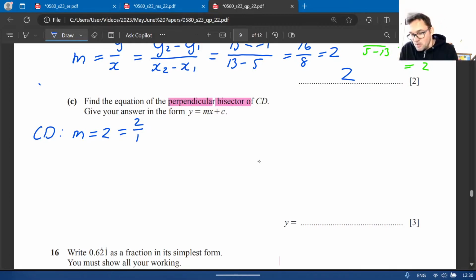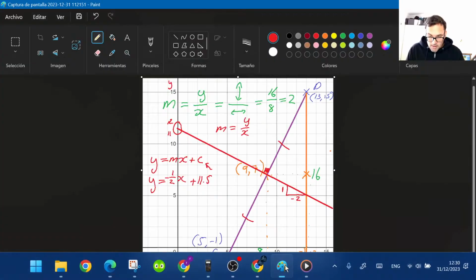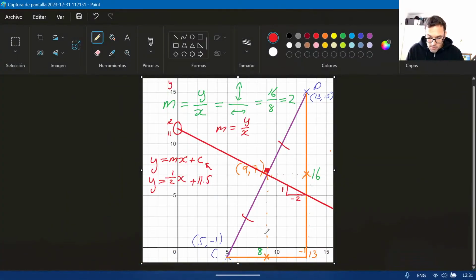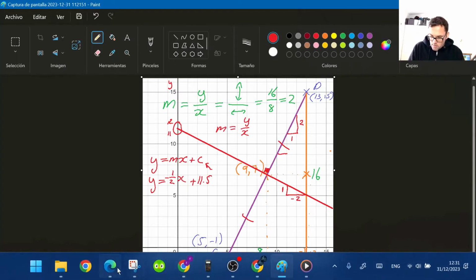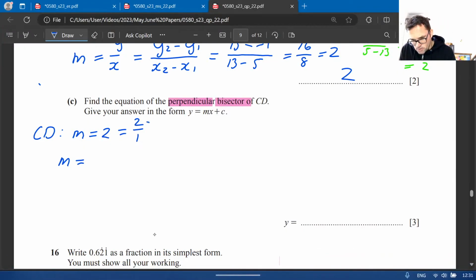So the perpendicular gradient of the other line going at a 90-degree angle, can you see it's just the opposite? First here we went 1 square to the right, 2 squares up. Now it's the other way around: you go 1 square up, 2 squares horizontally. So what you need to do is swap, invert this gradient, and of course if the one was positive, the other one would be negative. If CD was negative, then the perpendicular bisector would be positive. So this is negative.